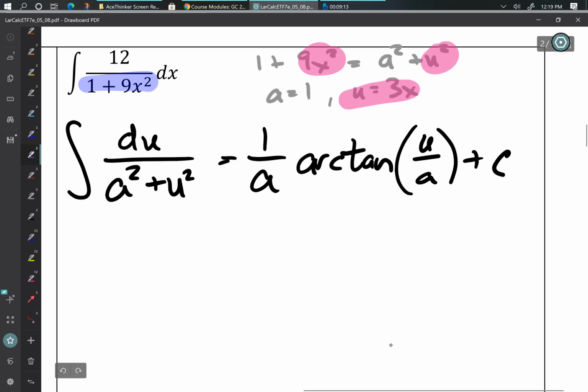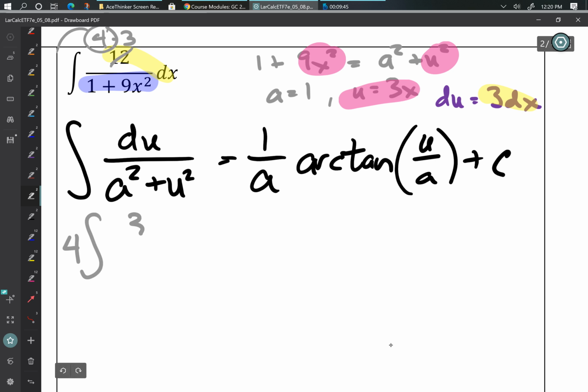Okay. Now, if u is 3x, then what's the differential du? Well, the differential du would be 3dx, but I've got 12dx. So how do I make 12dx be 3dx? Well, 12 is just 4 times 3. And so I'll just take that 4 and move that part of the coefficient out in front so everything matches. So then I've modified my integral to be 4 times 3dx over 1 squared plus 3x squared.